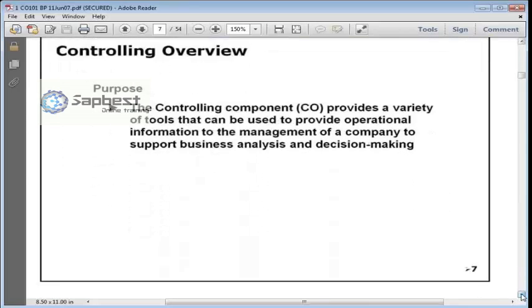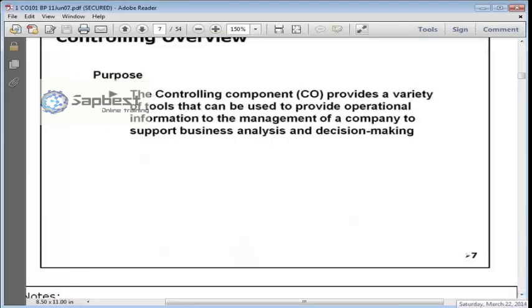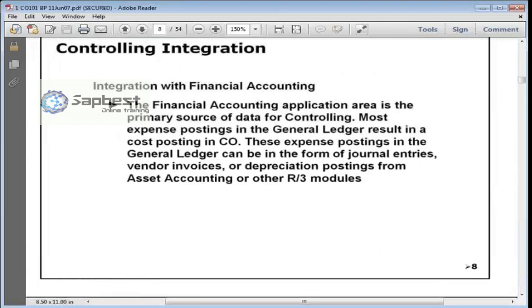A lot of the managers use CO to make business decisions. Do I need to close this particular plant? Do I need to stop producing this particular product line? Do I need to stop opening a new branch in another country? All those choices are based on data that you get from CO. And financial accounting is the primary source of data for CO. Anything that you expense in the general ledger results in a posting to CO.